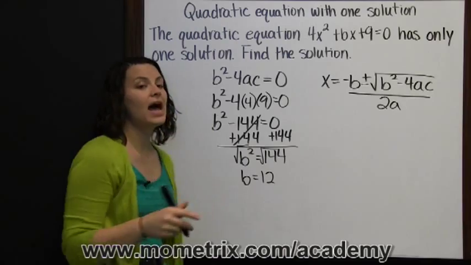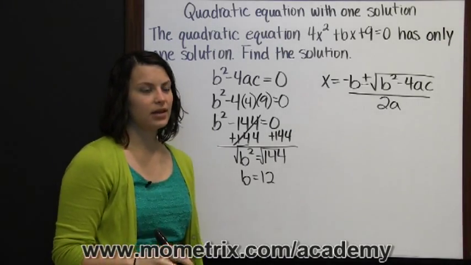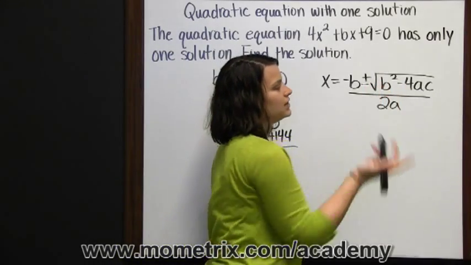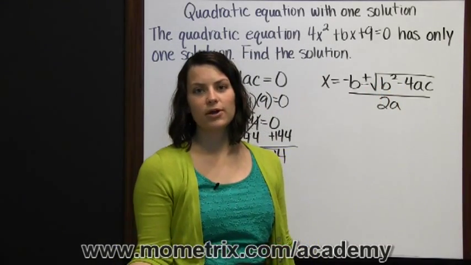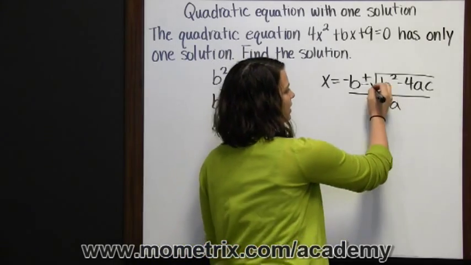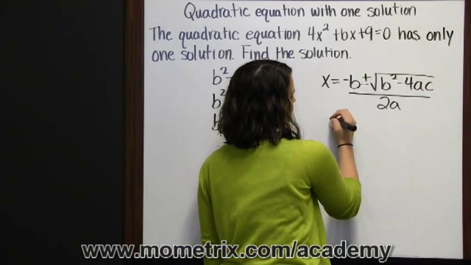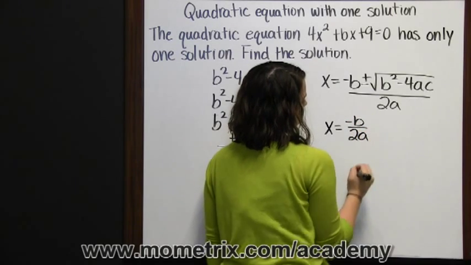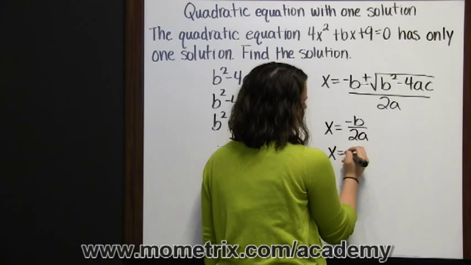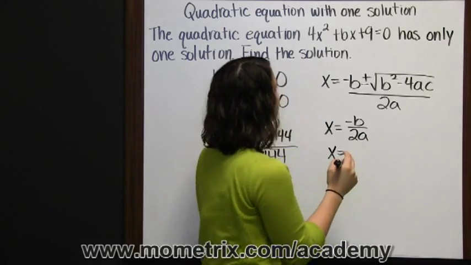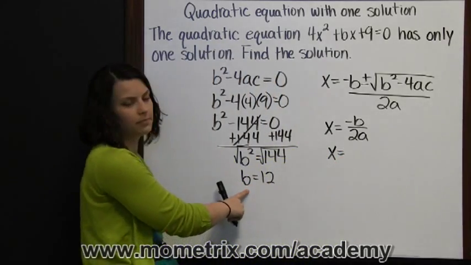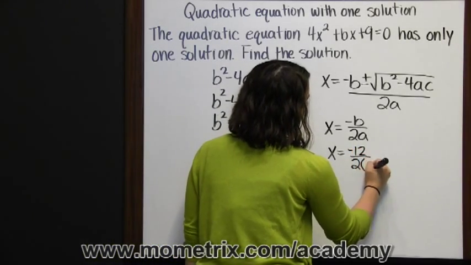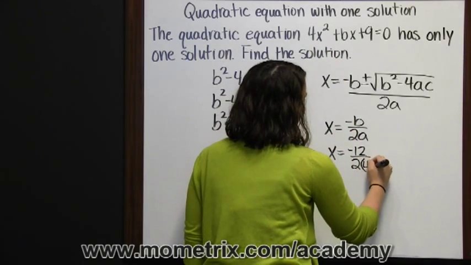Again, since we know it only has one solution, that meant that our discriminant was 0. So this is just the square root of 0, and the square root of 0 is just 0. So really we can get rid of this whole thing right here, and we just have that x equals negative b divided by 2a. So x is the opposite of b. We found b earlier. b is 12, so negative 12 divided by 2 times a, which is 4.